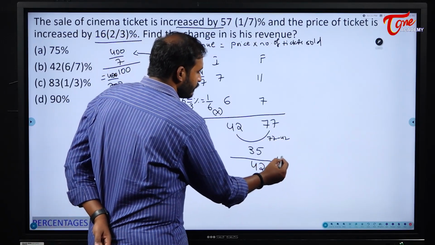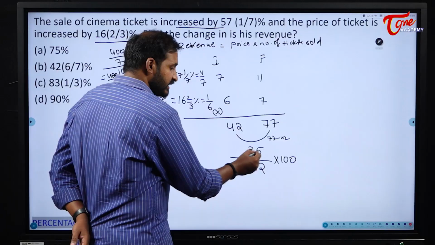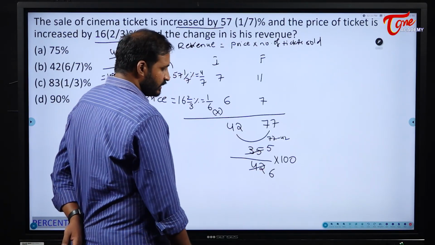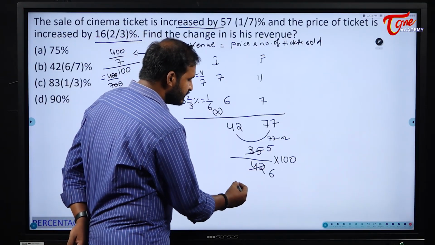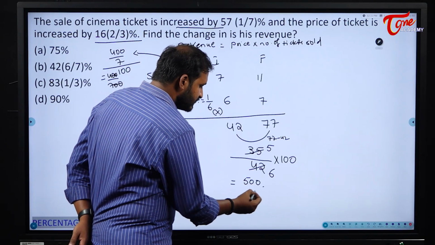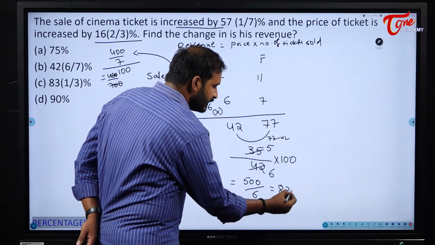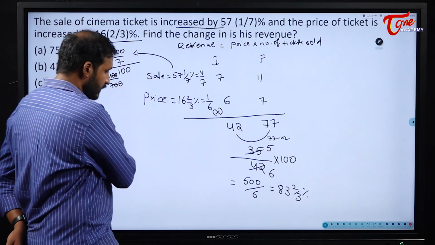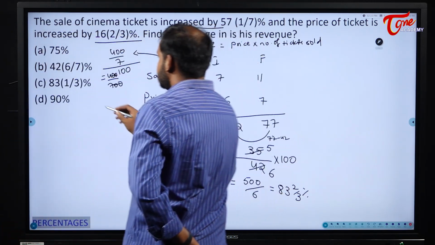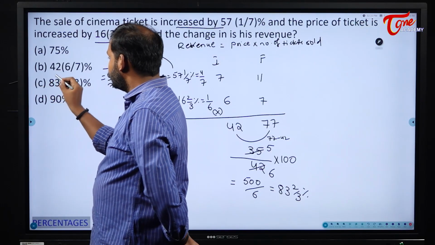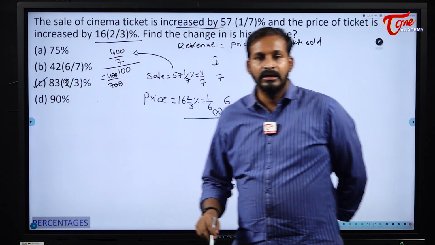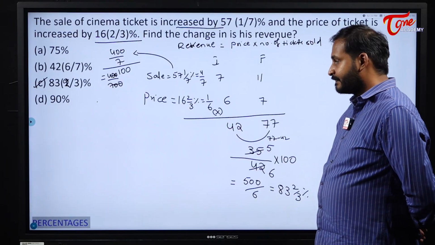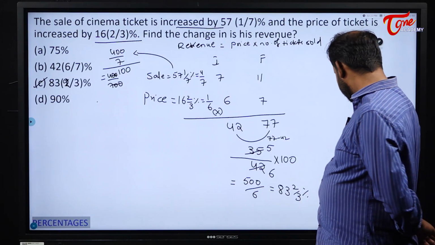Into 100. So, in the 7 table, 7 5s are, 7 6s are. If you want, you can write it as 500 by 6, which in turn becomes 83 2 by 3 percentage. Sorry, there is a small change here. So, the change in the revenue here is 83 2 by 3 percentage. Next one.